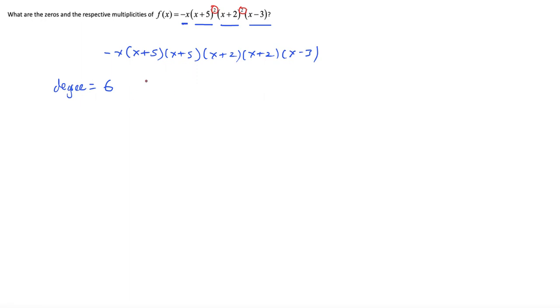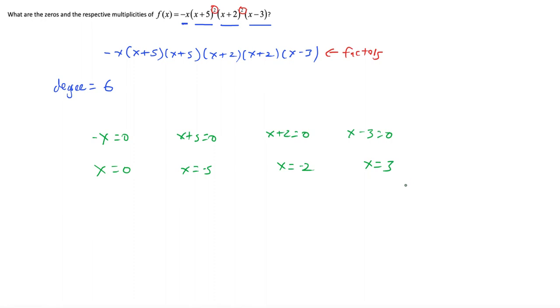Let's take a look. All right, let's set each factor equal to 0. I should write that down. These are called the factors, so we want to get the zeros. Let's set each factor equal to 0, so -x = 0, x + 5 = 0, x + 2 = 0, and x - 3 = 0. So of course, x is equal to 0, x is equal to -5, x is equal to -2 here, and x is equal to positive 3.